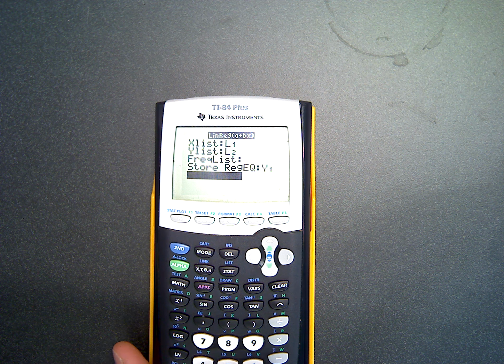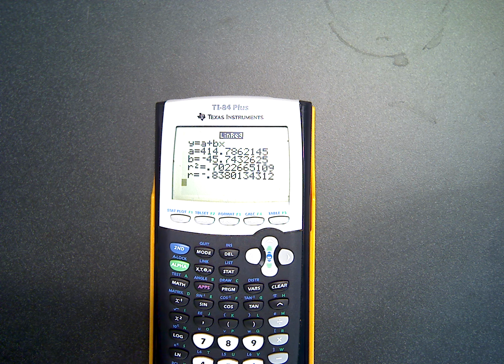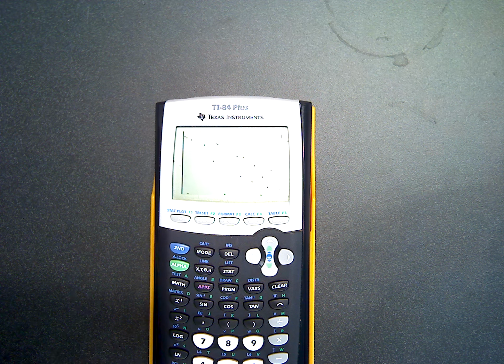If I hit calculate, it gives me the equation of the line, basically. The a, again, is the y-intercept, and the b is the slope. R squared and r are things that we're going to be talking about in this chapter. Then if I hit graph again, I think it all shows up. There's your trend line that goes through the main body of points in the scatter plot.